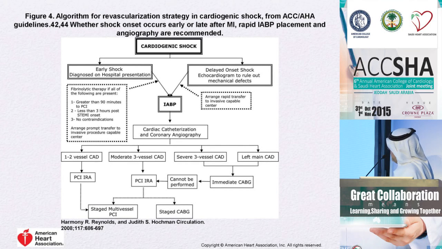The American Heart Association and the American College put out some diagrams and algorithms trying to make this simple, as our colleague showed us with the acute STEMI algorithms, which make things much easier. If you get cardiogenic shock and you have early shock diagnosed at hospital presentation, you have to pursue revascularization strategies. The use of the intra-aortic balloon has been changed in the guidelines recently. I'll talk about it, and it's been downgraded. Delayed-onset shock with a mechanical defect is a different thing. You may need to go for surgery.